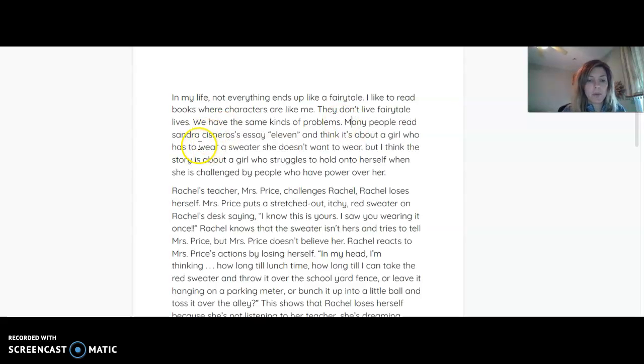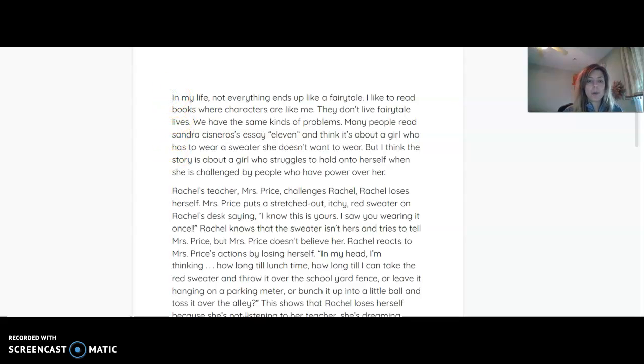Many people read Sandra Cisneros' essay "11" and think it's about a girl who has to wear a sweater she doesn't want to wear. But needs to be capitalized. First letter in the sentence. I think the story is about a girl who struggles to hold on to herself when she is challenged by people who have power over her.